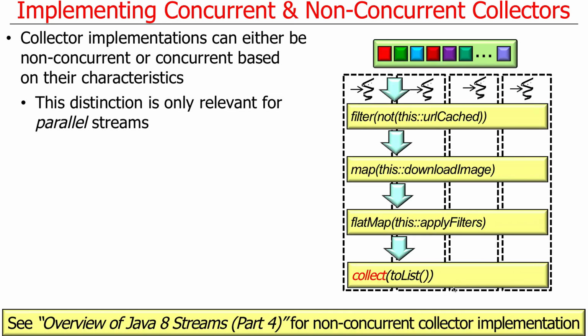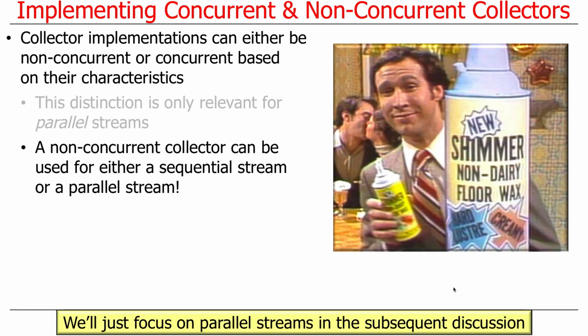This distinction between concurrent and non-concurrent is really only relevant for parallel streams. Obviously, if you have a sequential stream, then just go with a non-concurrent collector, because anything else is ridiculous since you're not running concurrently. But this distinction really matters when you're dealing with parallel streams.